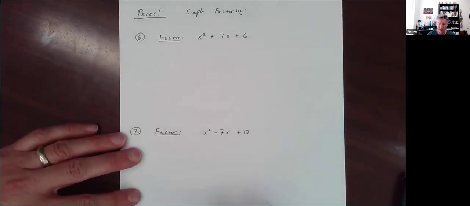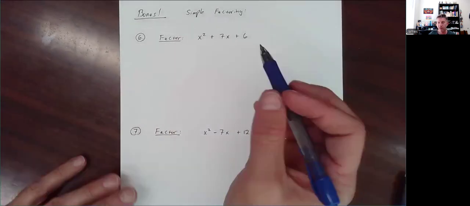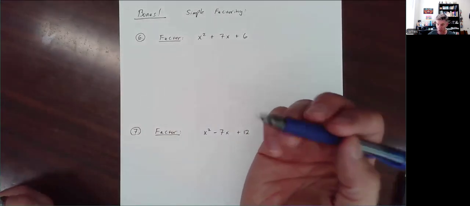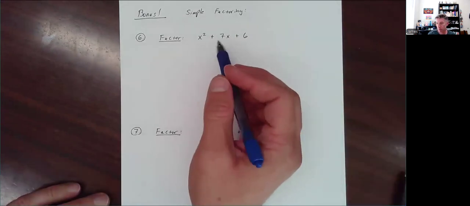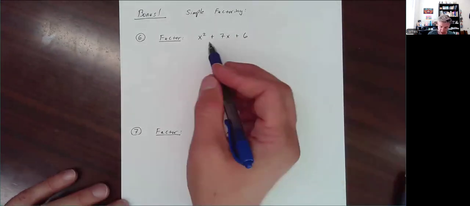So I call this simple factoring when you have specifically a quadratic, x squared plus lower powers of x, right? So x squared, x to the second, is the highest power of x.